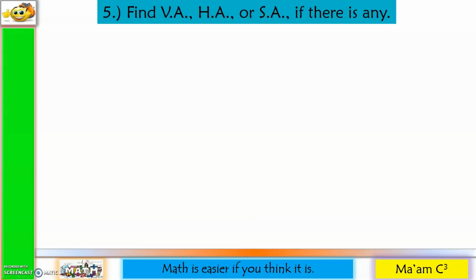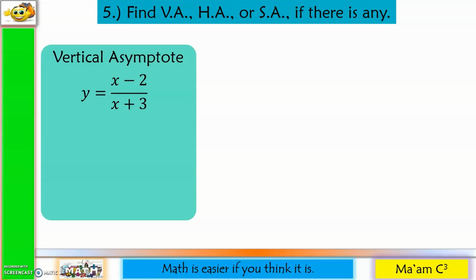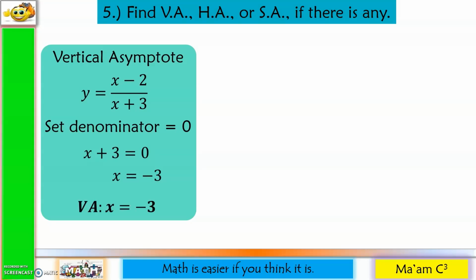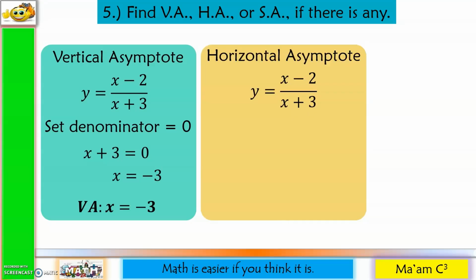Next step, let us find the vertical, horizontal, or slant asymptote if there is any. Let us start with the vertical asymptote. We are going to make use of the simplified function. Let us equate the denominator to 0. So x plus 3 equals 0, x equals negative 3. Therefore, our vertical asymptote is x equals negative 3. For the horizontal asymptote, we just have to compare the degrees of the exponents.